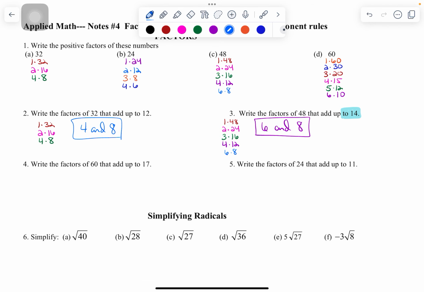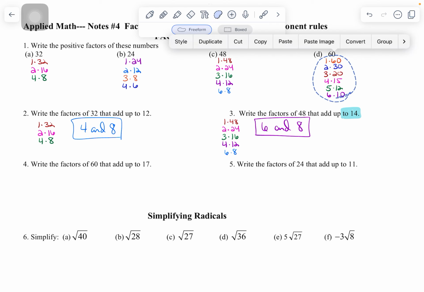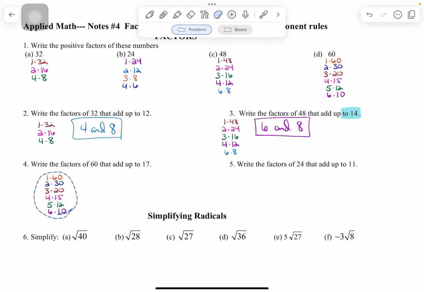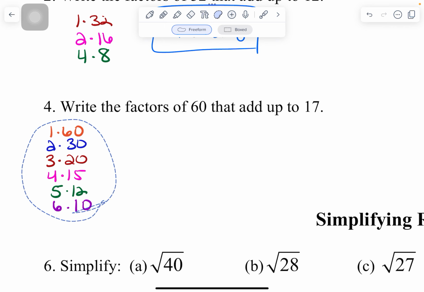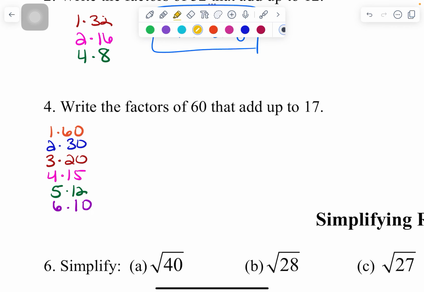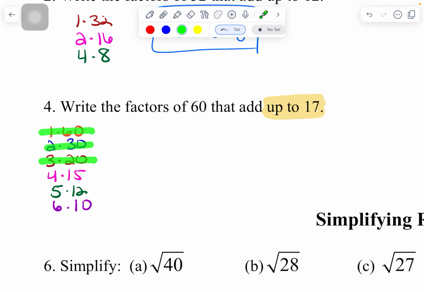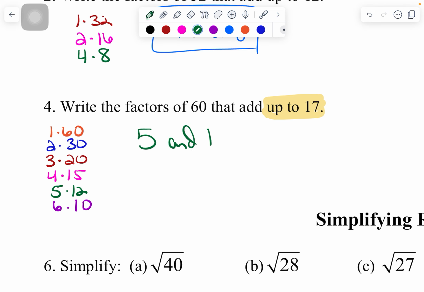All right, number 4, we want the factors of 60. So let me go ahead and steal those answers, copy and paste. And I'm looking for the factors of 60 that, let's see, they have to add up to 17. All right, we got a bunch of options here. 1 and 60, no. 2 and 30, no. 3 and 20, don't like that one. 4 and 15, no, but I'm really liking 5 and 12 here. So that's what my answer is going to be, 5 and 12.